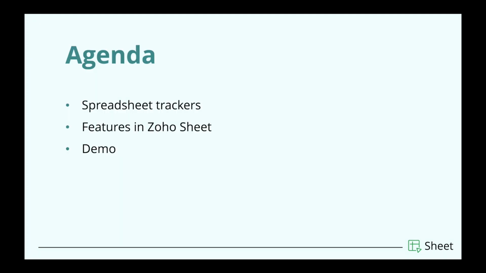So this will be the agenda for the webinar. First we'll look at a brief introduction about the spreadsheet trackers, and then we'll look at the list of features that you can use to create such spreadsheet trackers, and finally we'll look into a product demonstration where I'll be showing you how we can build a spreadsheet tracker using the various features available in Zoho Sheet.